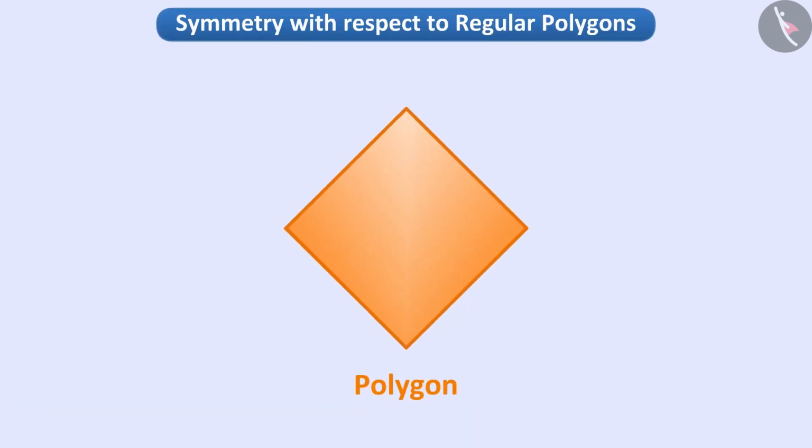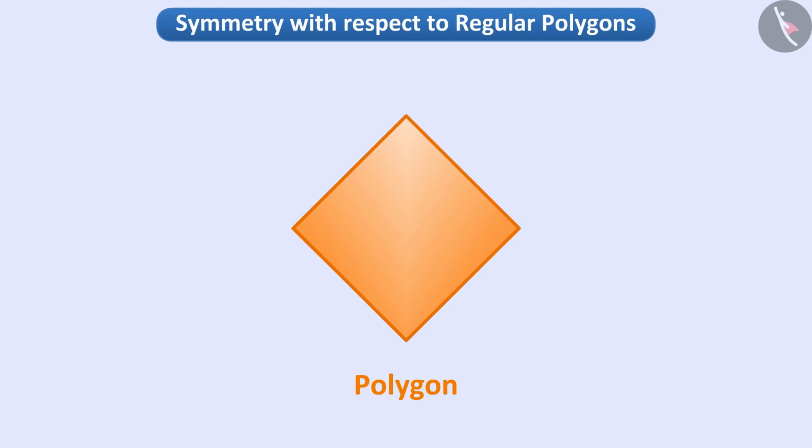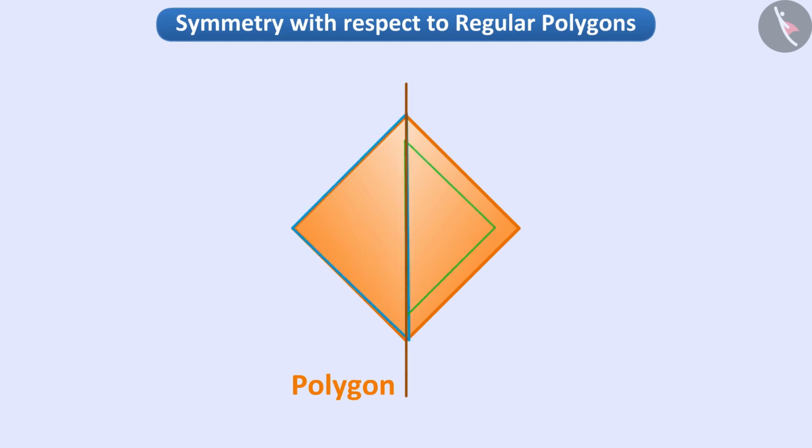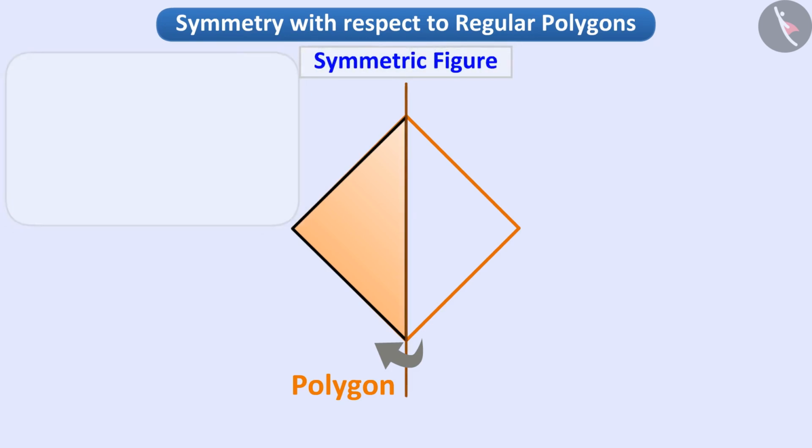Now you see this polygon. If we draw a line from its center in this way, we will get two parts of this polygon, right side and left side. Here, the left side is exactly as the right side. If we keep the right part on the left part by folding the picture along this line, then we see that the two parts cover each other completely. In such a situation, we say that the shape is symmetric.